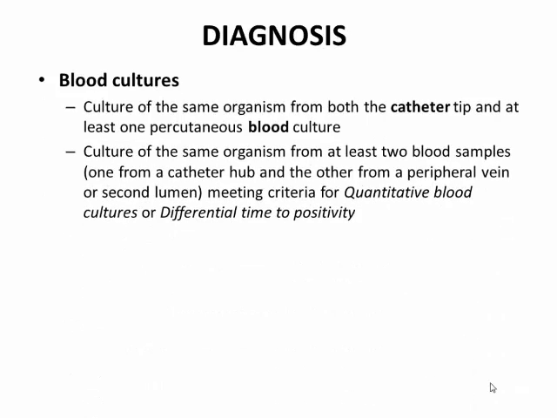So diagnosis, when you go through blood cultures, like in the definition I said, the same organism should grow from the catheter tip or a blood sample drawn from the catheter, and from the blood. Alternatively, if you take 2 blood samples, they meet criteria for these two: quantitative blood cultures or differential time to positivity. I'll tell you what that is in the next slide.